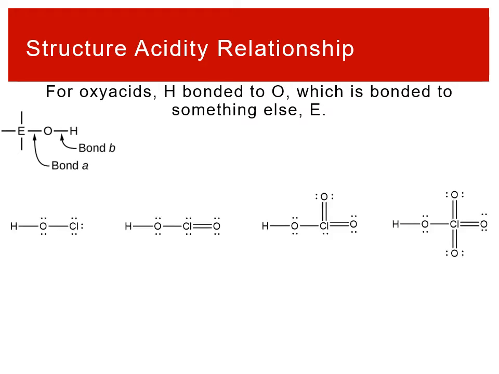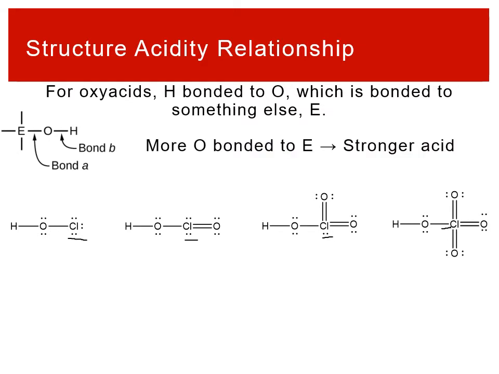Now I want to look at oxyacids where there are additional oxygens bonded onto your base atom, or your E atom. For example, I have all the chlorine situations where I have my chlorine atoms bonded to the OH, that's an acid, but then there are additional oxygens bonded onto the chlorine atom. And the more oxygens that are bonded onto that central chlorine atom, the stronger the acid is.